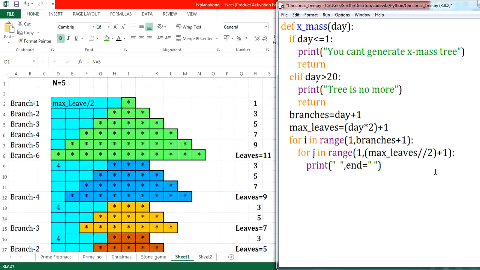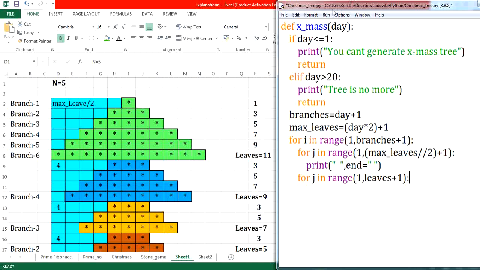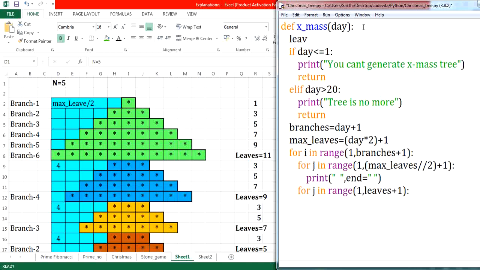So let me write one more for loop. In the first row how many leaves are there? 1 leaf is there. In the second row 3 leaves are there. In the third row 5 leaves are there. So let me write a separate loop for it: for j in range, starting from 1 till leaves plus 1 is your termination condition. Let me have the initial count of my leaves as 1. So the loop will be executed leaves plus 1 times.